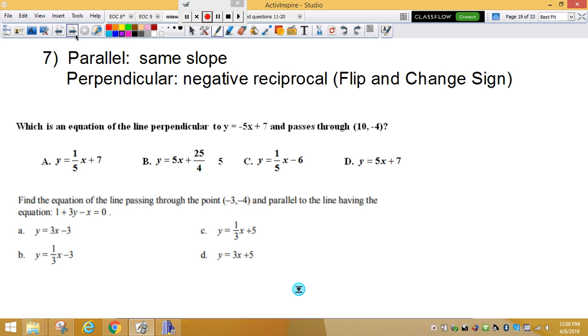So pause it, write these notes down, and we'll go over it. All right, parallel means they have the same slope. You need to know that. Perpendicular means it has a negative reciprocal. That means flip it and change the sign. So let's go through an example of that real quick.